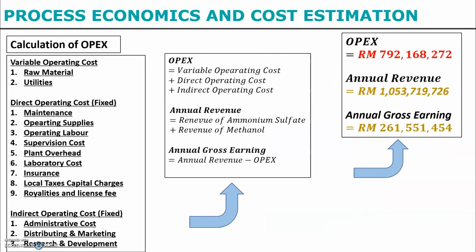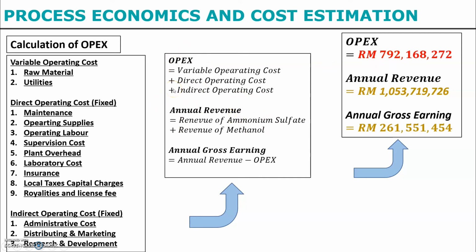After calculating CAPEX, we get the OPEX, which is operating expenditure, and it consists of the variable operating cost and fixed cost. The fixed cost is divided into two parts: direct operating cost and indirect operating cost. After getting all this, we get our OPEX as 792 million, and then we calculate our annual revenue.